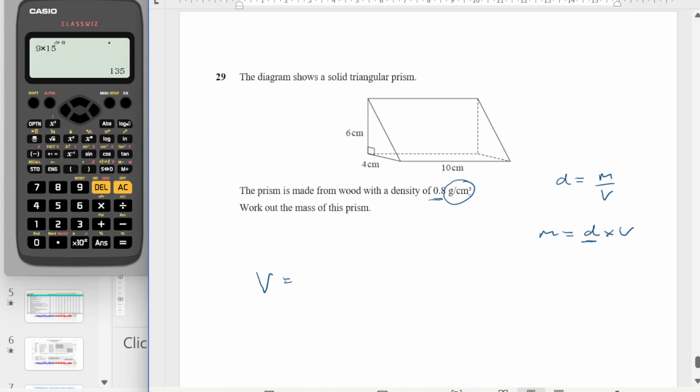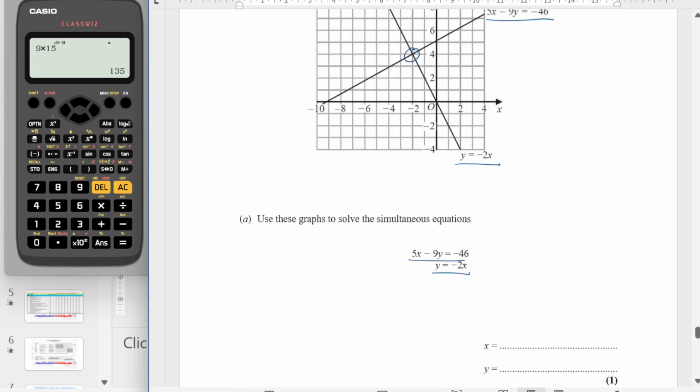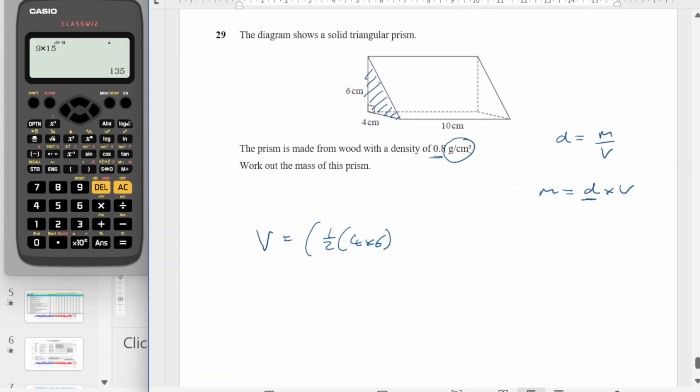The volume of a prism is equal to the area of the cross section times by the length. So we need to work out the area of the triangle. The area of a triangle is equal to a half base times height. So that will be the cross-sectional area, and then we need to multiply that by, I don't really need that bracket. Let's see if I can do that, erasing everything else. And I need to times it by 10.